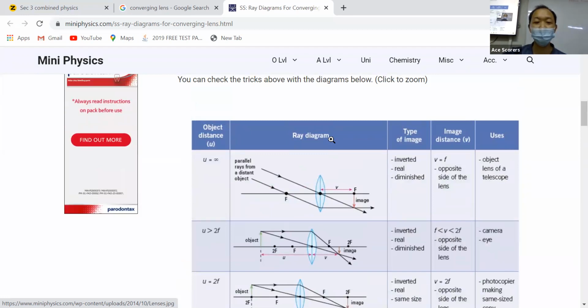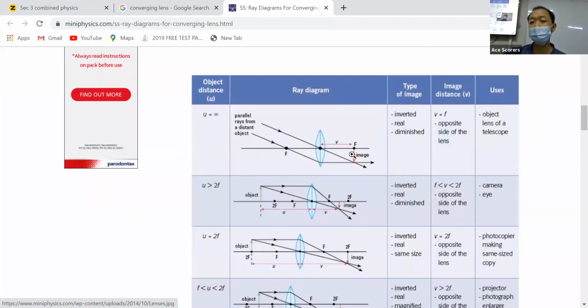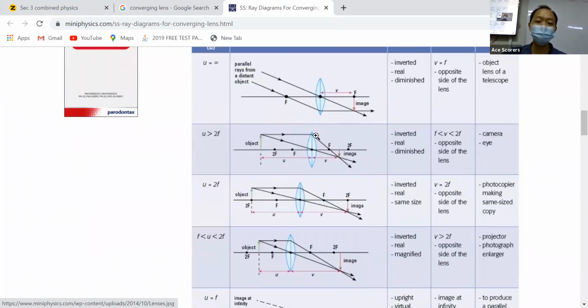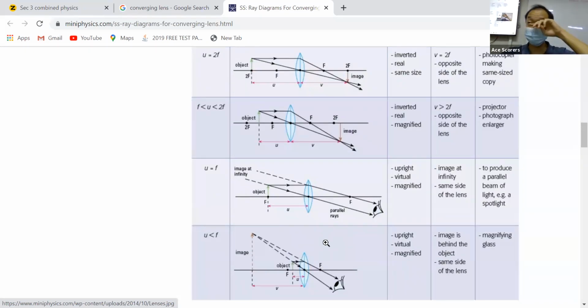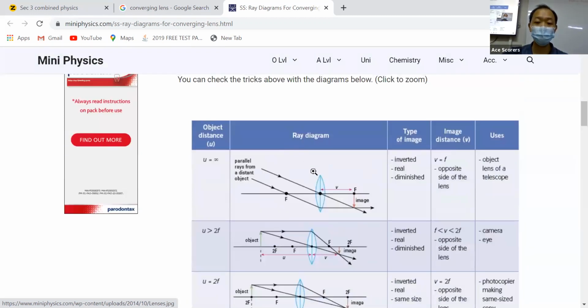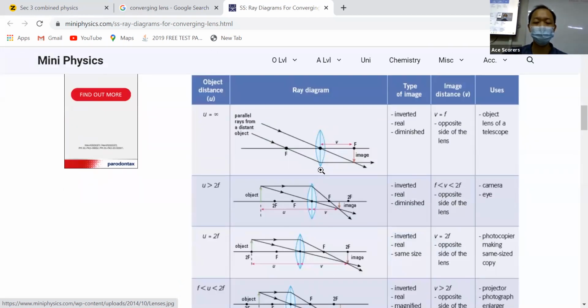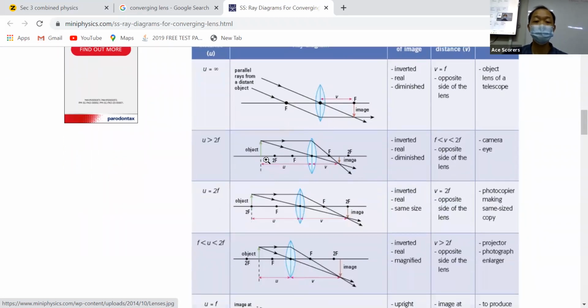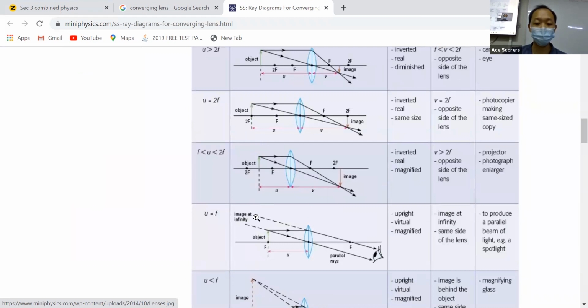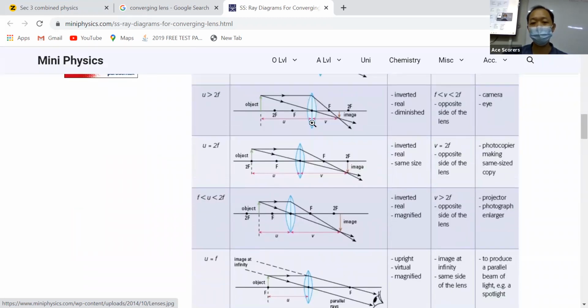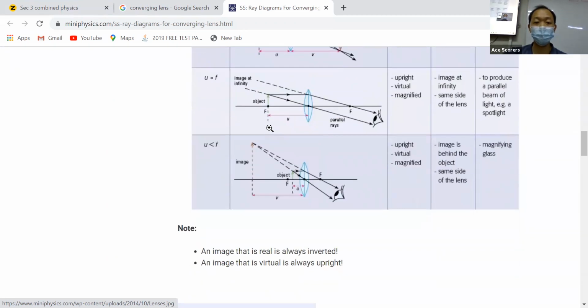I'm quite sure I didn't go through it because usually I procrastinate for this chapter. Can you see this? You need to know how to draw. You must draw. What's the difference between all of these? All of them have a converging lens. The difference is where the object is. The object is here, here, here. It's the distance between the lens and the object. This one is super far away, this one is 2f, this one is between f and 2f, this is f, and this is below f.